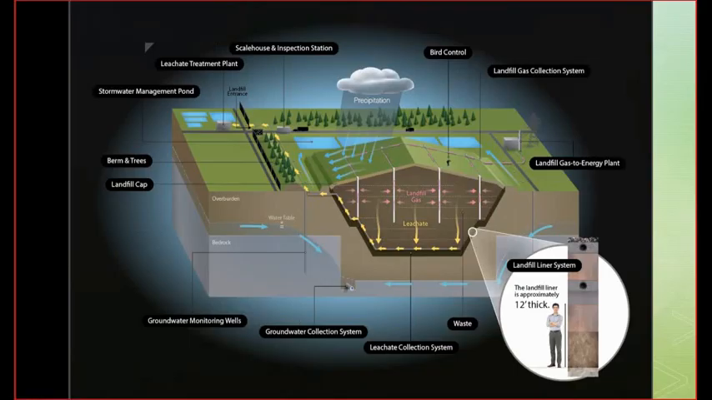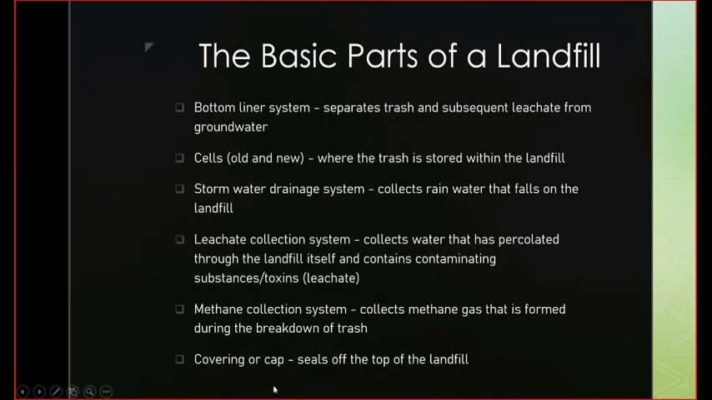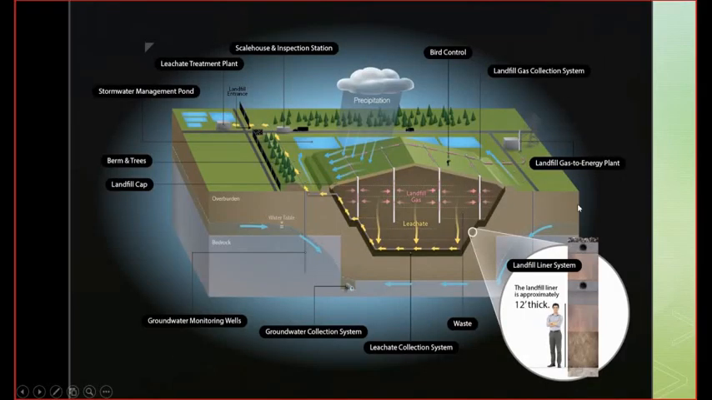Next is the methane gas collection. Waste is constantly decomposing, and methane gas is also produced from that. So we also collect that gas and reuse it as a fuel. Next is the covering or cap on landfills. This is used so that the landfill is not an open dump and it's a closed and sanitary landfill.